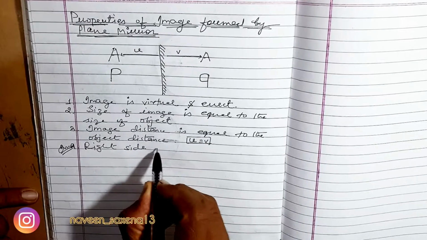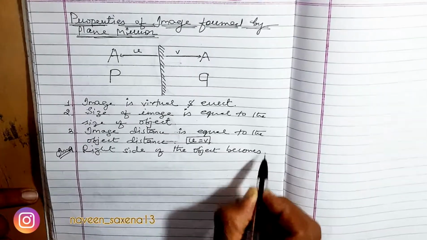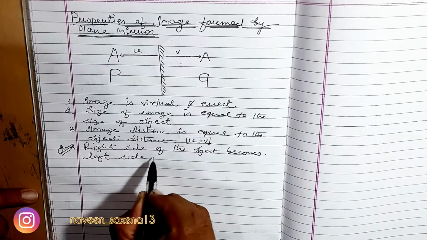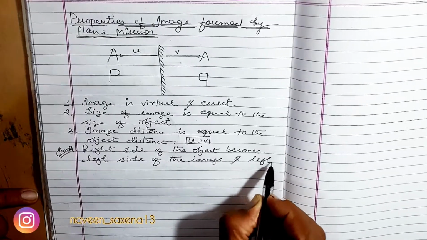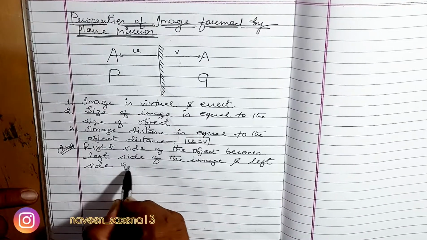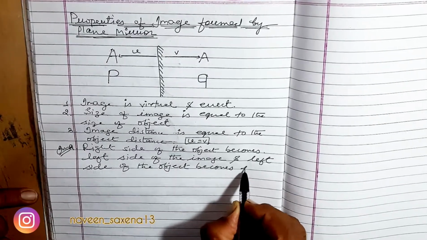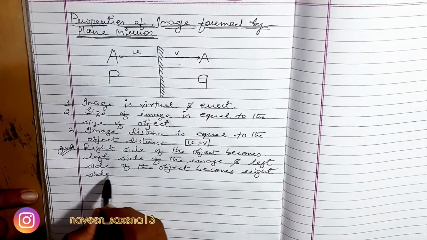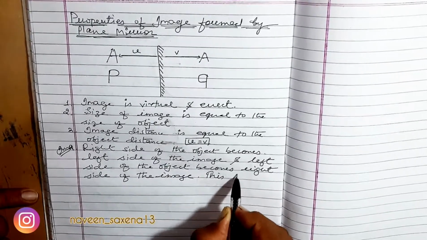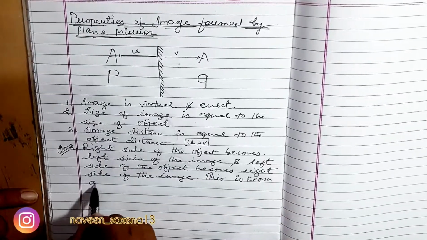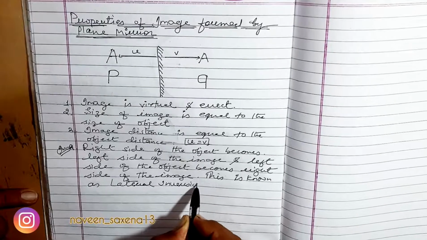Right side of the object becomes left side of the image and left side of the object becomes right side of the image. This is known as lateral inversion.